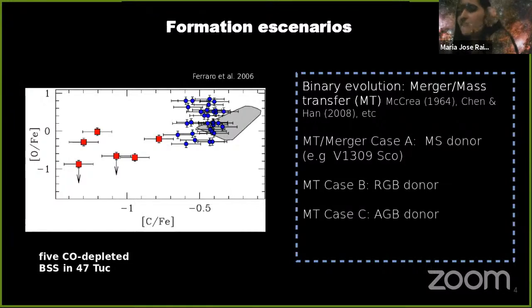And here in the figure, I'm showing you an example of case B mass transfer, where six blue straggler stars in the globular cluster 47 Tuc, indicated with red symbols, were found to be depleted in carbon and oxygen, meaning the progenitor accreted mass from a red giant star with an interior of CNO process material. Case C instead can lead to blue stragglers with enhanced baryon abundances, for example.